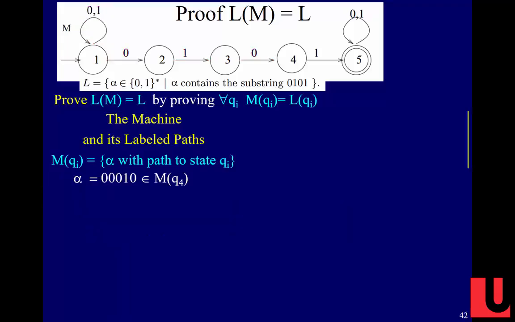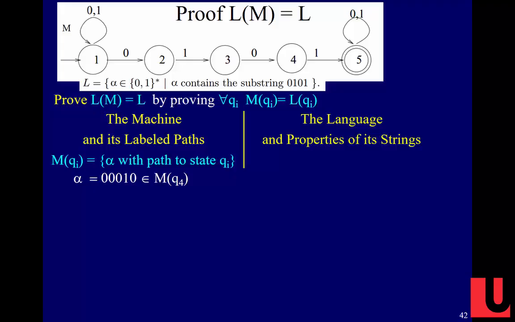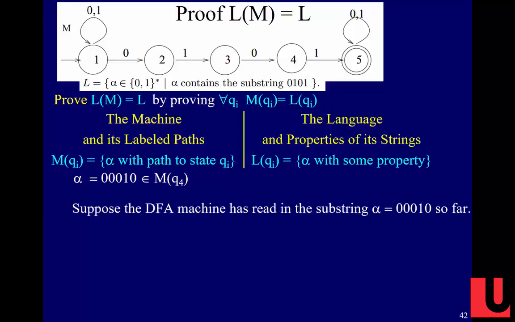So on the other side, we're talking about languages and properties of strings. For each i, we're going to talk about the L of i. Before it was L prime, but now it's L. The L of i is some set of strings with a bunch of properties. And again, what is our goal? It is to prove that these sets are the same for each state.